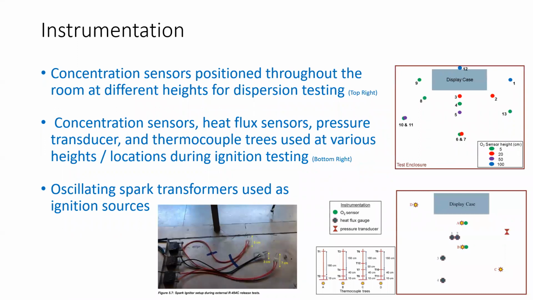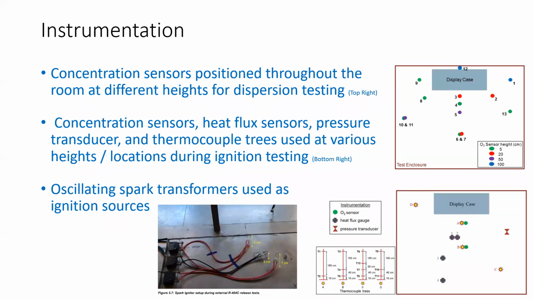So from an instrumentation standpoint, on the top right, we're showing an overview of the dispersion test where we have the display case in the room with oxygen sensors spread throughout at different locations and heights. And we did this so we can map out the size and scope of the refrigerant cloud in the room to determine whether or not you actually had a flammable concentration present.